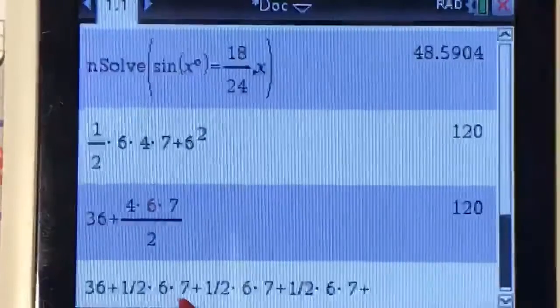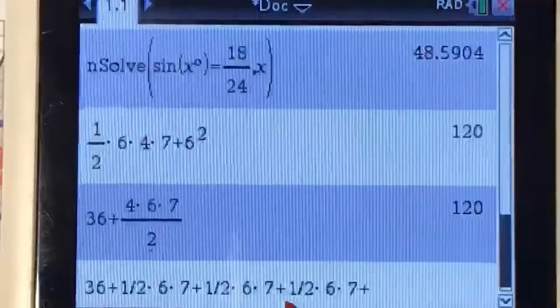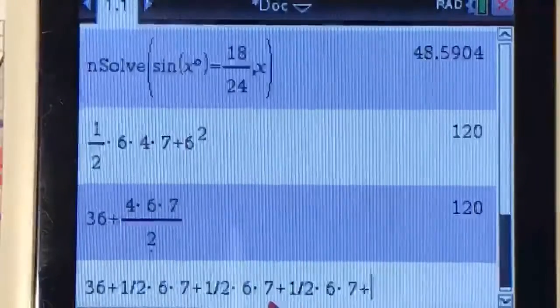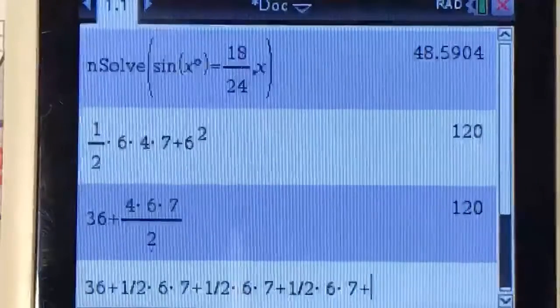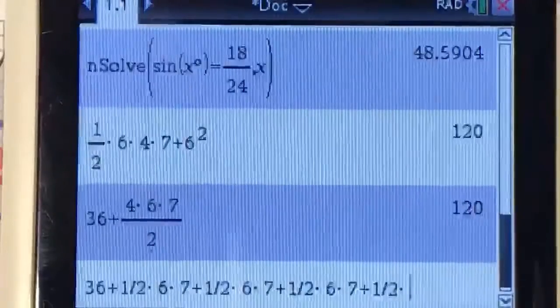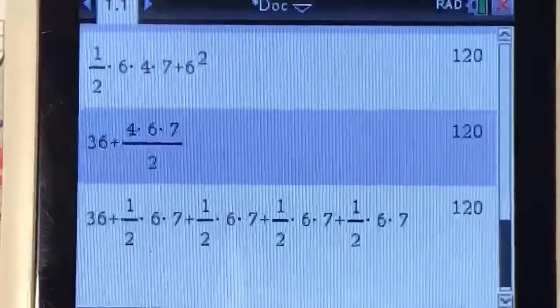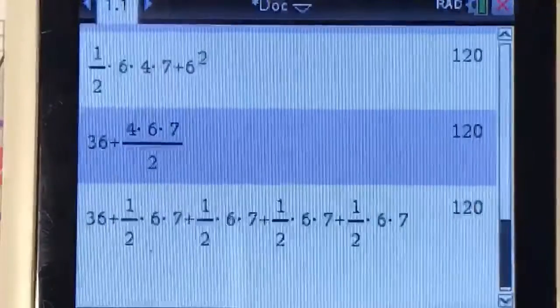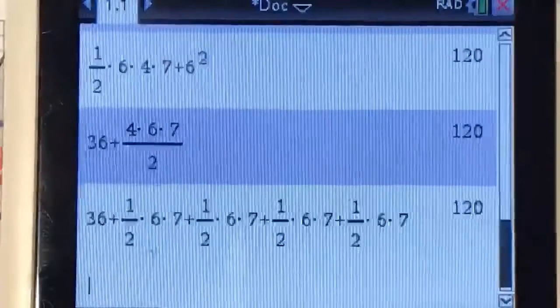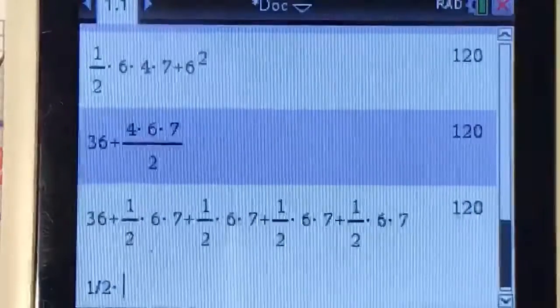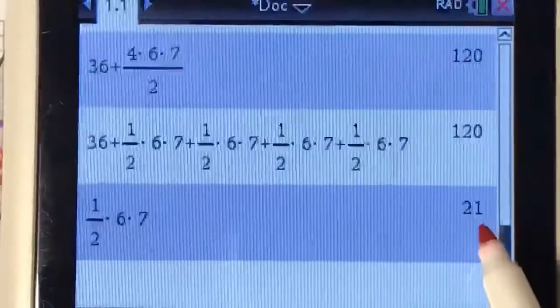1/2 times 6 times 7. 1/2 times 6 times 7. 1/2 times 6 times 7. That's only 3. Got one more to do. 1 divided by 2 times 6 times 7. Or actually get a value for one triangle. 1 divided by 2 times 6 times 7 is 21.